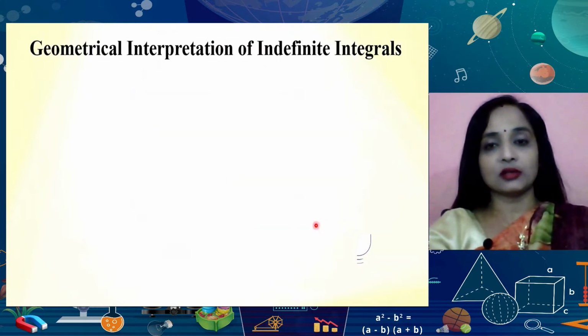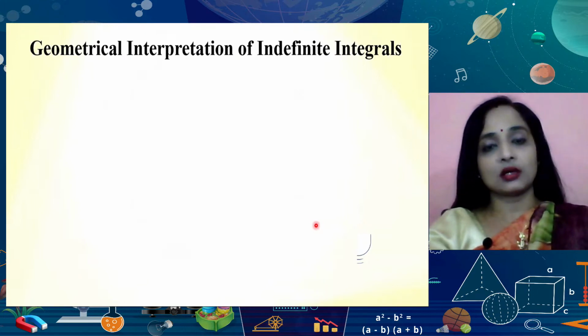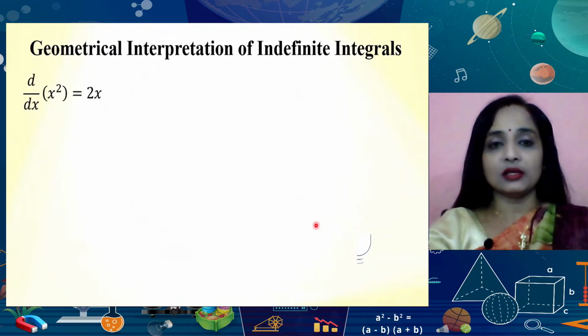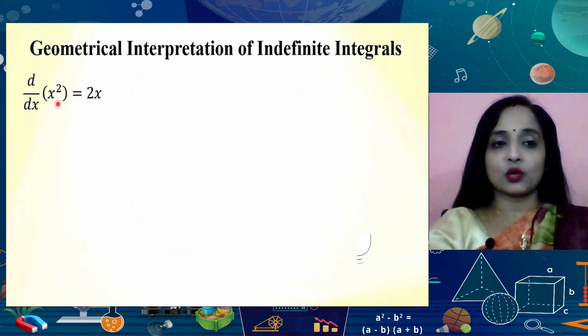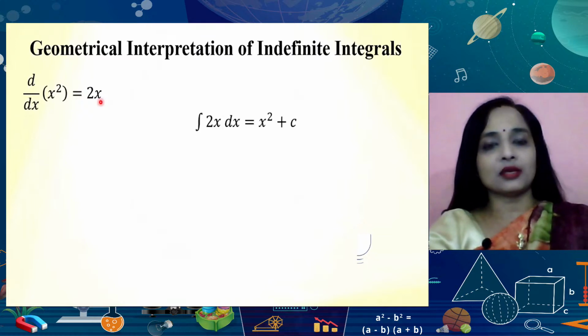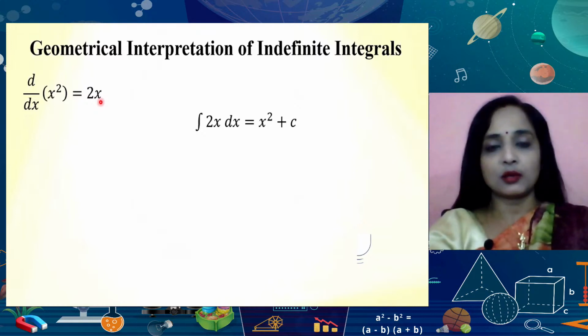Let's proceed further by learning the geometric interpretation of indefinite integrals. We know that geometrically, differentiation represents the slope of a unique tangent to a curve at the given point. So now what is represented by integration, which is the antiderivative? So let's do this with an example. The derivative of x square with respect to x is 2x. You know that? That means the integral of 2x with respect to x will become x square plus c, the constant of integration.